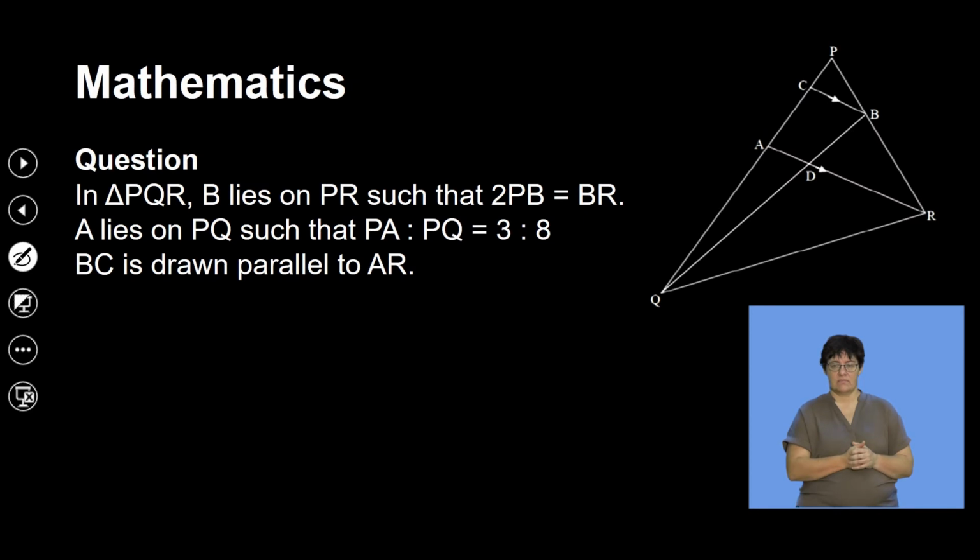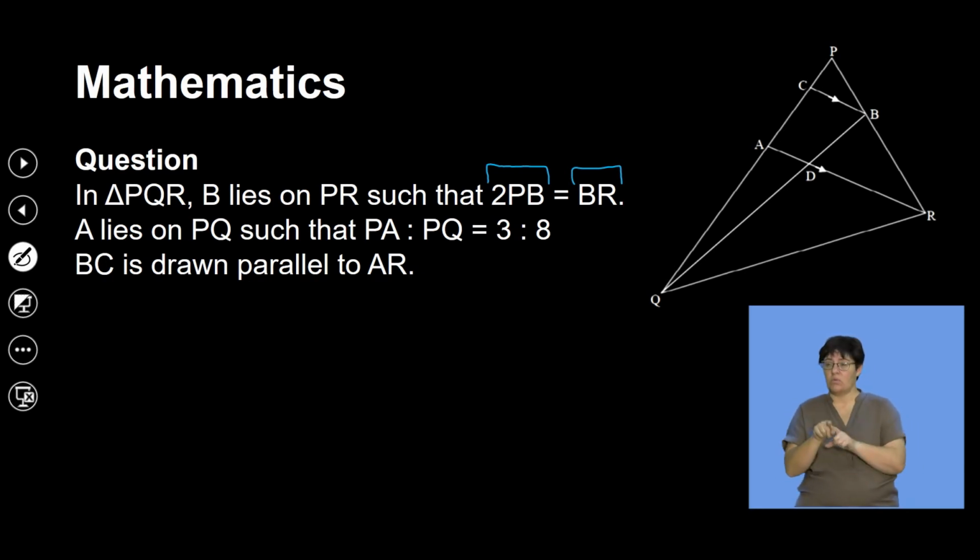Now, let's look at something else, right? So I said, whenever there's some information we need to add, I'm not going to give you some questions as we are starting. We have the triangle PQR with B that lies on PR such that 2PB is equal to BR. So 2PB is equal to BR.